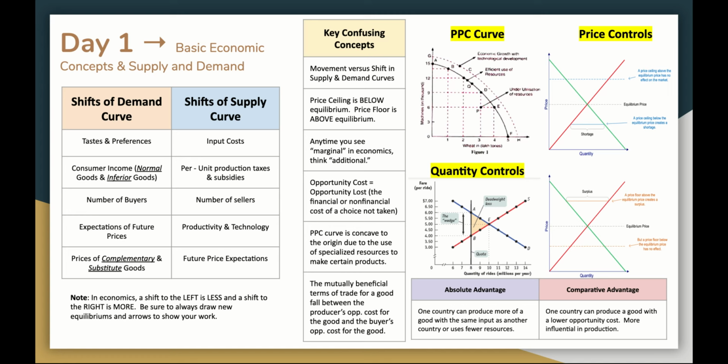The number of buyers, obviously, if there is an increase in the number of buyers in an area, that's going to increase the demand. The expectations of future prices. If you think that the availability of something or the prices of something in the future are going to go up, consumer behavior dictates that the demand today would increase. Then there are prices of complementary and substitute goods.